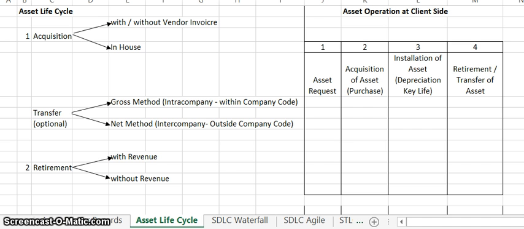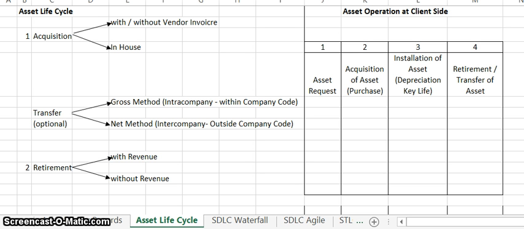The second step is in-house, which means that you would acquire the asset from somewhere else within the company. Whenever you acquire the asset from somewhere else within the company, that is called a transfer. This transfer can be the gross method, which is intra-company, which means that you would acquire the asset within the same company code. And the second method would be the net method, which is intercompany, which means you would acquire the asset within the same company, but outside of that company code.